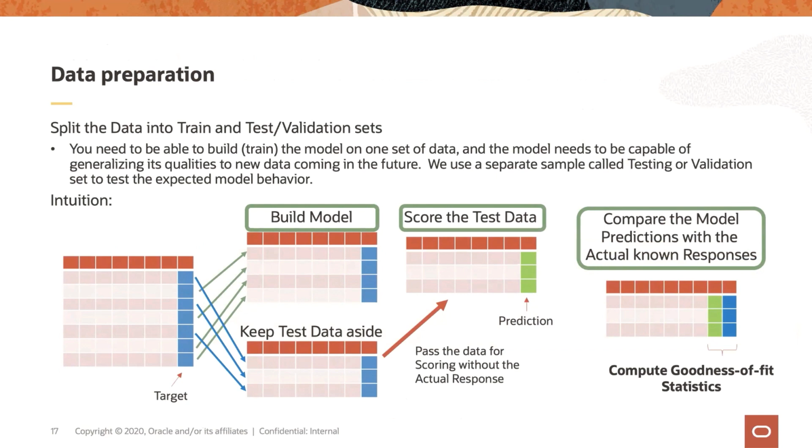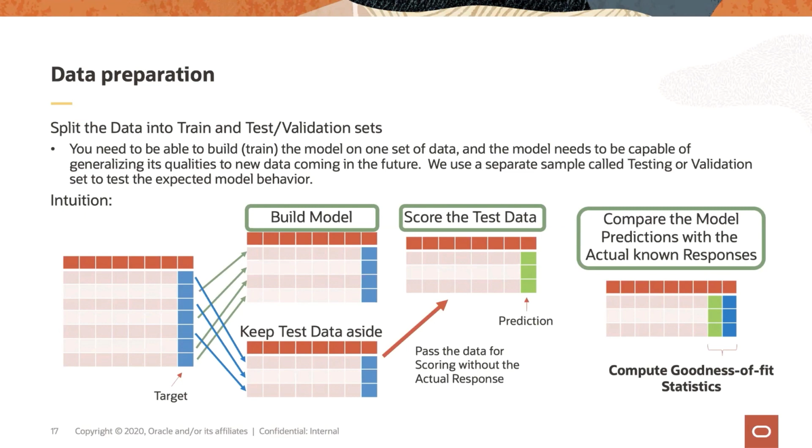And in terms of data preparation, it is going to be very, very similar to what we did with classification. We want to split the data into a test data and a build, or training, data. Then we want to score that test data. And now I want to compare the model predictions with the actual known responses. But instead of computing the famous confusion matrix that we did with the classification models, in this case we're going to compute some goodness of fit statistics. We're going to talk about them, and I'm going to show you the code, and it's actually very, very simple, the things that we can do with that.